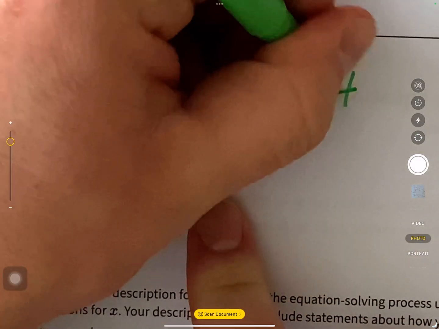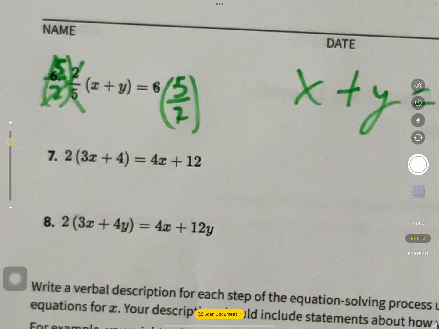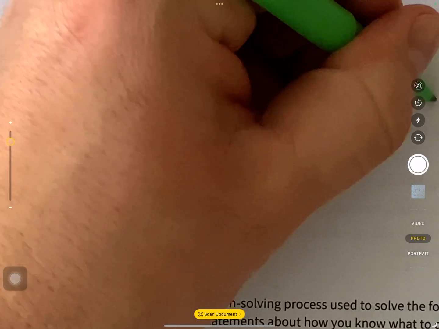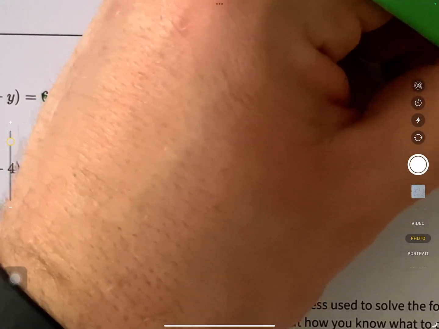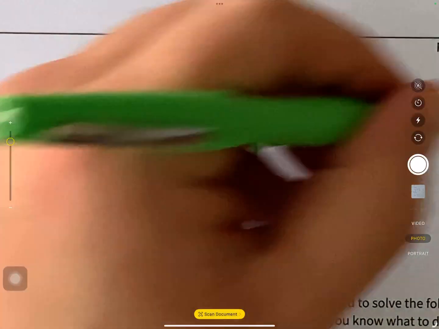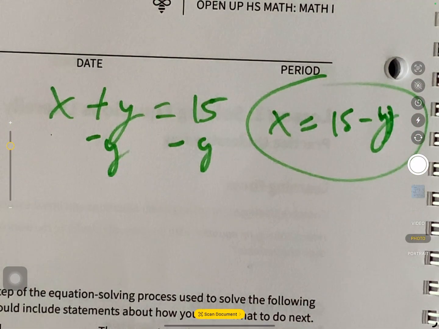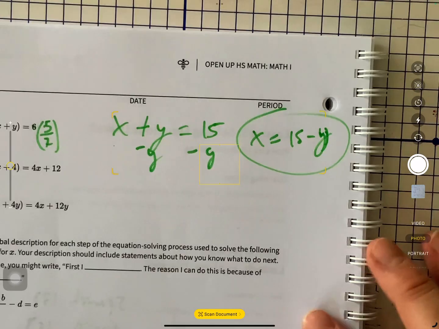So x plus y equals 15, and it wants us to solve for x, so we just subtract y on both sides. X equals 15, take away y. Just remember that those don't go together, okay? So it's going to be looking like that. And pause it if you need it, okay?